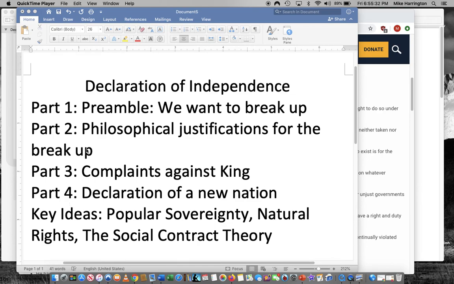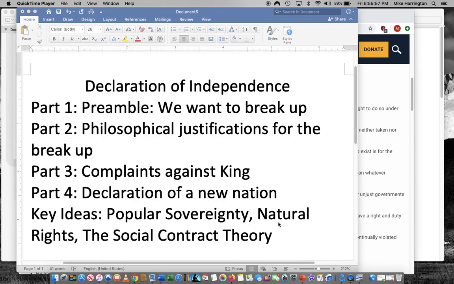Now, for the exam, a couple of key ideas you will have to know about the Declaration of Independence. You're not going to have to know it word for word or anything like that, but the key ideas. The Declaration of Independence embodies popular sovereignty, which is government by the people for the people. A government should serve the will of the people, if you will. That would probably be a better definition. So that's really, really present, and when we get there, you'll see it.